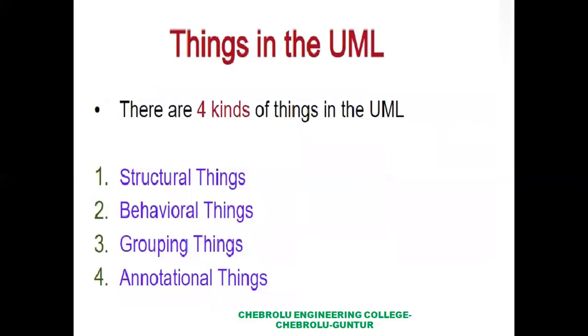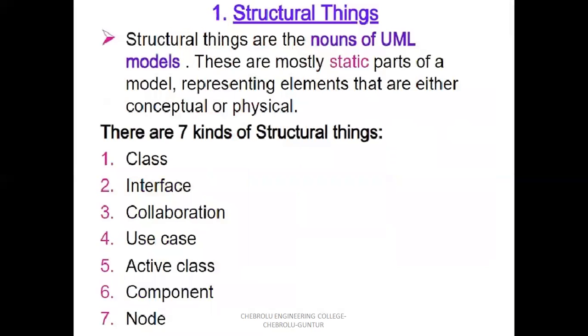First one, structural things. Structural things are the nouns of the UML model. These are mostly the static part of the model. They represent the elements that are either conceptual or physical. For example, to construct any house, the static part means the raw materials, that is, bricks, cement, iron. These are the nouns. It is the static part of the model.